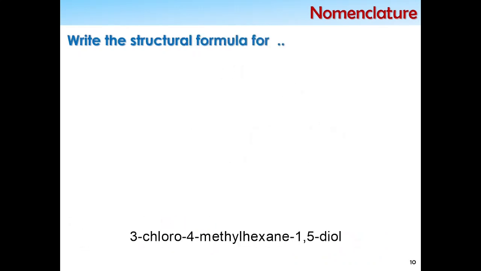Okay, write the structural formula for this one. The same thing. Okay, this one you have methyl hexane diol. So actually it is hexane. This is not cyclic, hexane diol. So if you were to draw, okay, I draw skeletal, 1 2 3 4 5 6. Hexane is 6, so diol means that you have 1 OH here. 1 2 3 4 5. Okay, so this is hexane-1,5-diol.